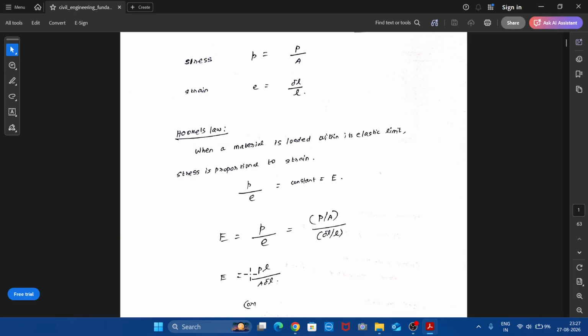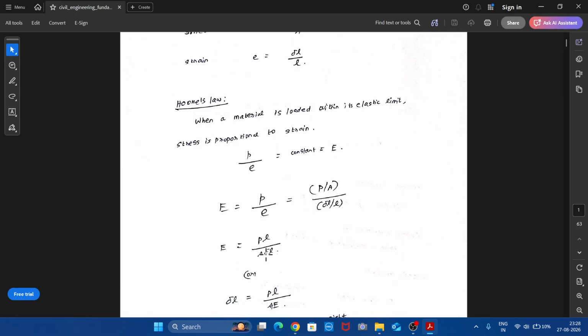Whereas Young's modulus E equals PL by A delta L, P is Newton, L is millimeter, Newton millimeter divided by millimeter squared into millimeter, that is millimeter cube. So we'll be getting Newton per millimeter squared as the units for Young's modulus.